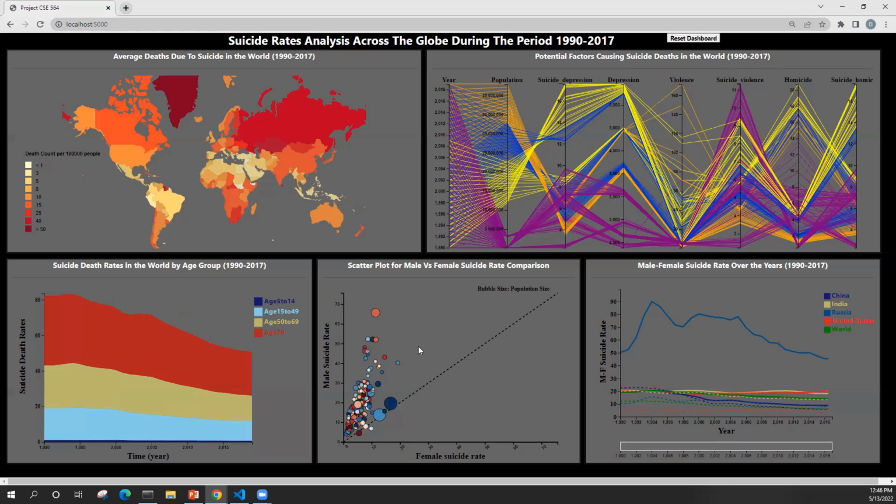The fourth one is the scatter chart. This chart shows the suicide rates based on gender. Here the bubble size denotes the population size. So the bigger the bubble, the bigger is the population. We can see that males are more prone to suicide than females, and the countries having higher populations have relatively comparable rates between both the genders. But in smaller countries, the males are predominantly more likely to commit suicide.